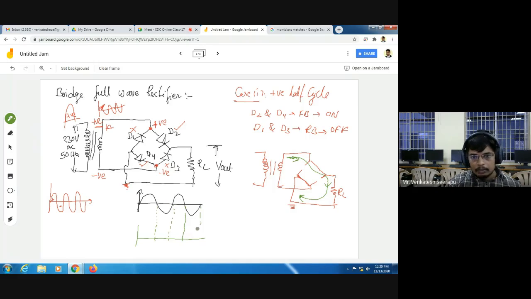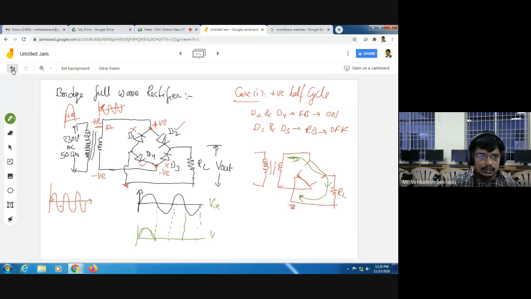So whenever I am applying a positive half cycle, D2 and D4 are in forward bias condition, D1 and D3 are in reverse bias condition. Now there is a path established to flow a current through the load resistance. So whenever current flows through the load resistance, the voltage is developed across the load resistance. Now I am getting an output voltage. So it is an input voltage and it is an output voltage.